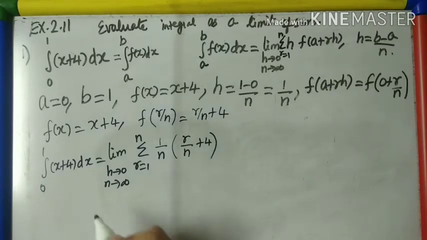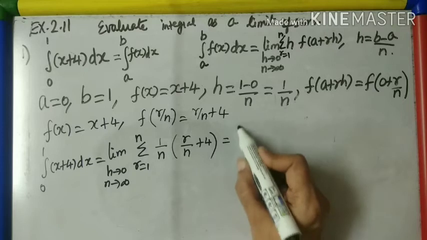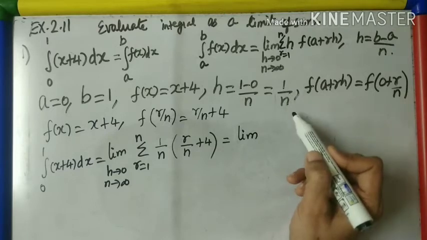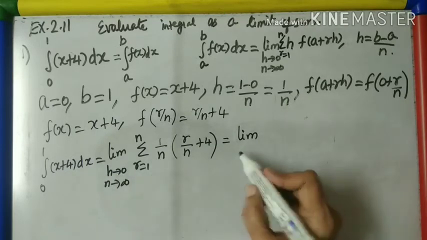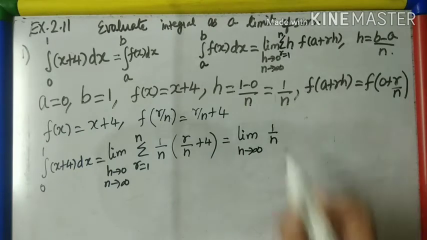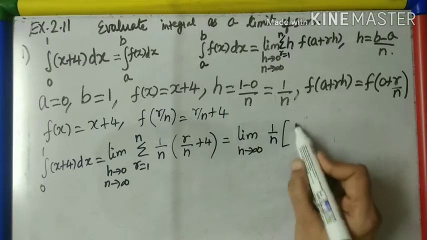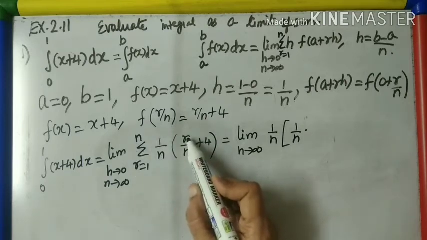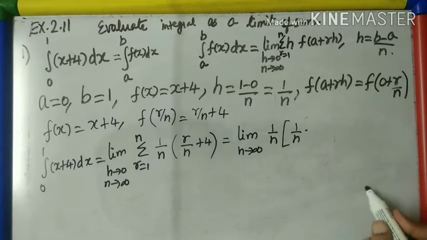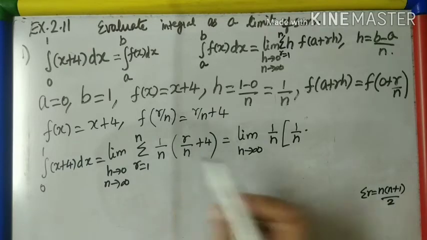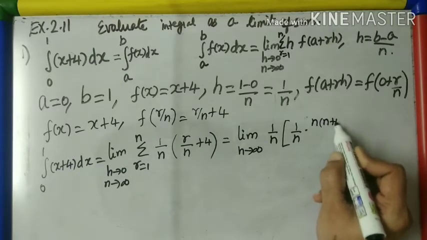Now my next step is, let me evaluate this answer. So this is nothing but equal to limit. Once I have eliminated h as 1 by n, I need not write h, only n is here. So n tends to infinity. 1 by n is outside. This 1 by n also will be there, into sigma I take inside. Sigma r. Sigma r means we must remember the formula. It is n into n plus 1 by 2. Sigma r represents n into n plus 1 by 2.